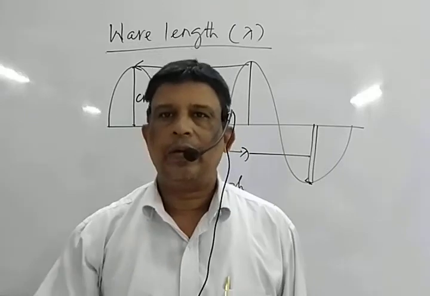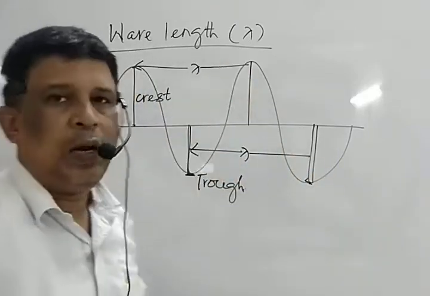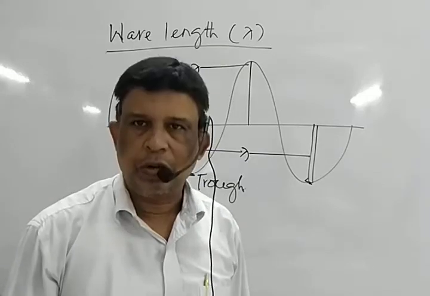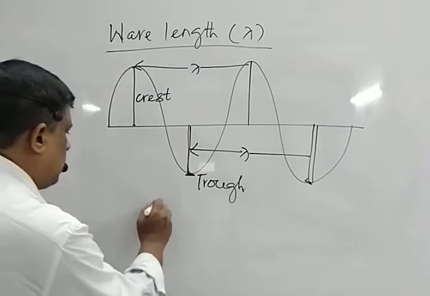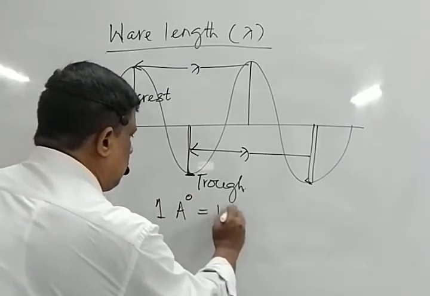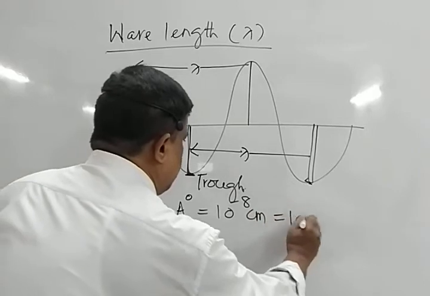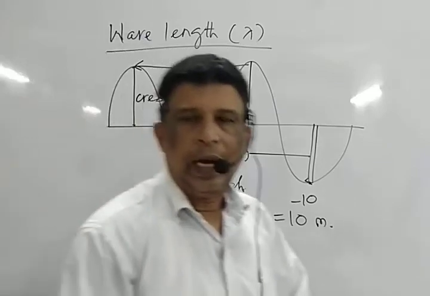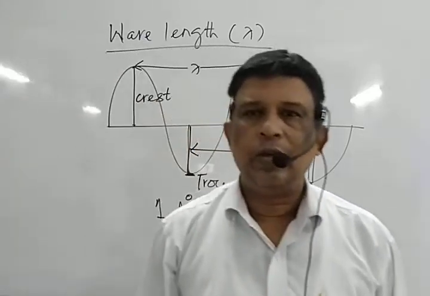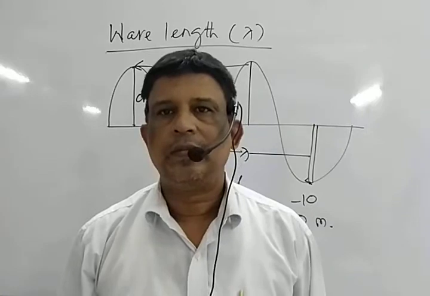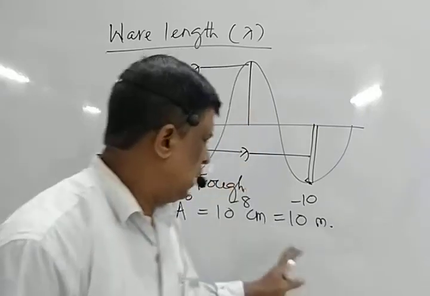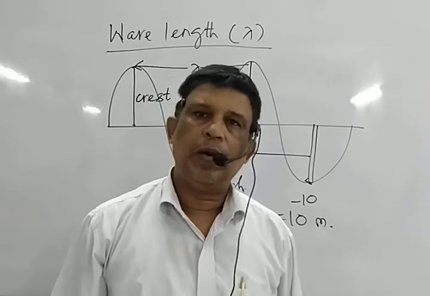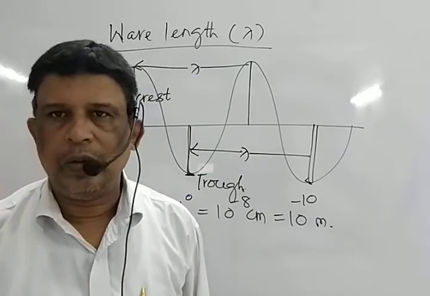The length of a wave is represented by the symbol lambda, and generally it is expressed in a suitable unit, that is angstrom. 1 angstrom is equal to 10 to the power minus 8 centimeter, which is equal to 10 to the power minus 10 meter. I repeat again, the length of a wave is known as the wavelength, which can be expressed in centimeter, meter, picometer, nanometer, angstrom, but frequently we use the angstrom unit.